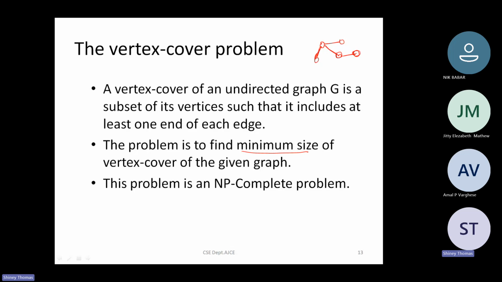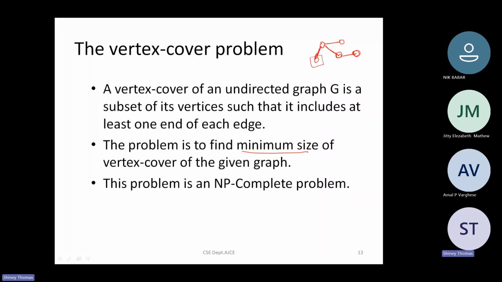Now you can see here, what you have to do is pick the minimum number of vertices that will cover all the edges. At least one end of the edge must be covered by the vertex cover. Suppose that I pick this one.